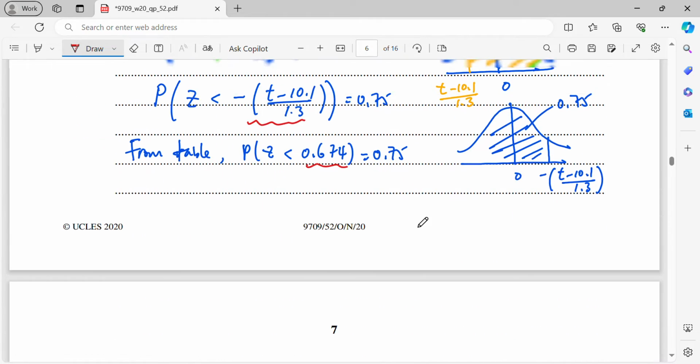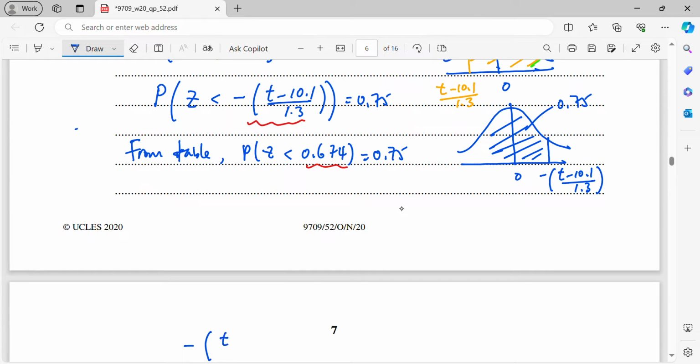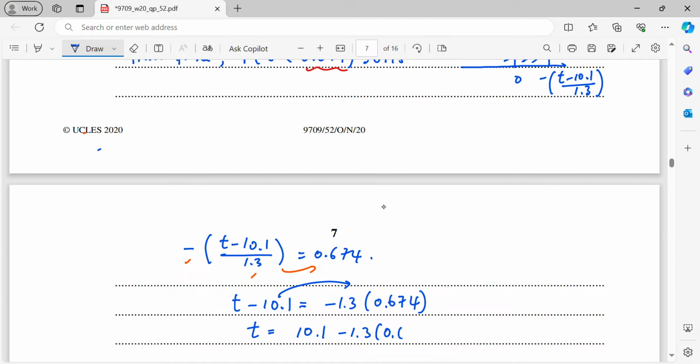So here I will just write, negative (t minus 10.1) over 1.3 equals 0.674. Then now to get the t, this negative 1.3 I combine together and move to the right side, becomes times. So I will get t minus 10.1 equals negative 1.3 multiplied with 0.674. Then at last your t, just move this negative 10.1 to the other side, it becomes positive, then minus 1.3 times 0.674.